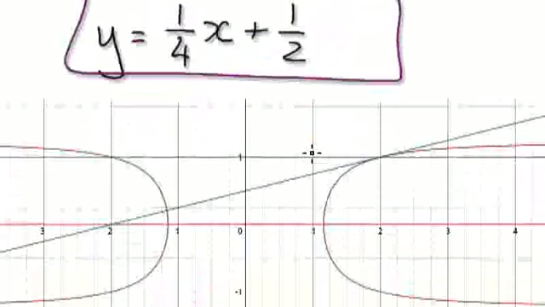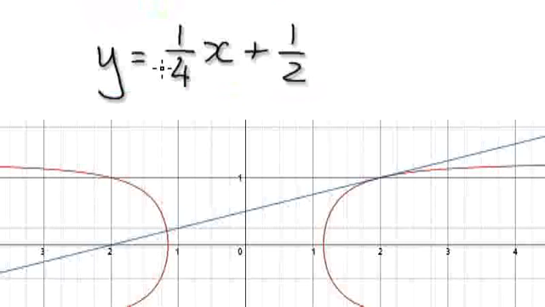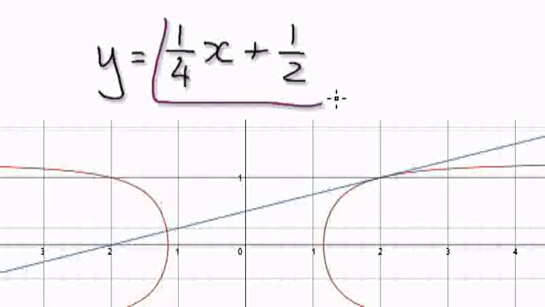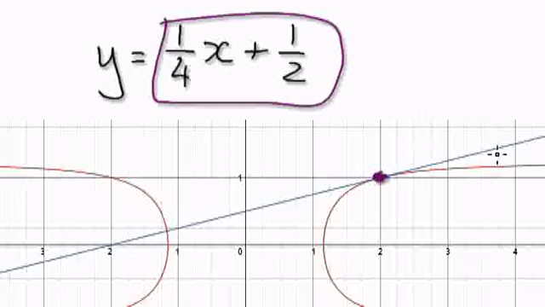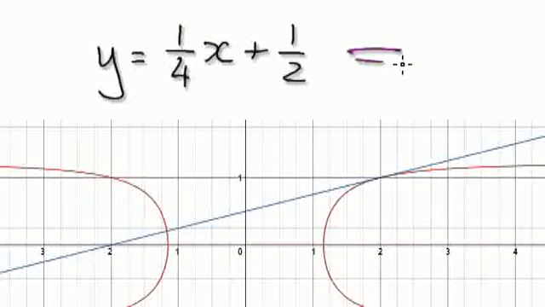If you were to plot it on a graph plotter, if you plot a graph of y equals a quarter x plus a half, it will give you this. Look at this. This is the point we were talking about, and the equation of the straight line is given by this here. Okay, so this is your answer here.